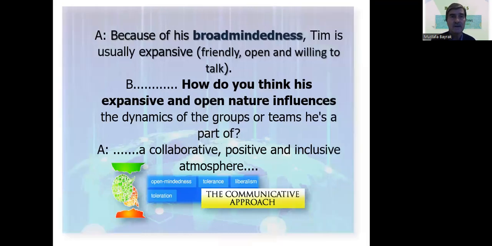Okay, all right. Anyway, because of his broad-mindedness, Tim is usually expansive, friendly, open, and willing to talk. How do you think his expansive and open nature influences the dynamics of the groups or teams which he is a part of?